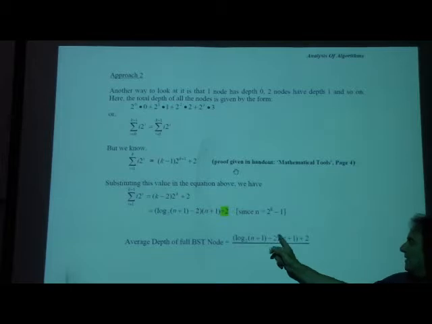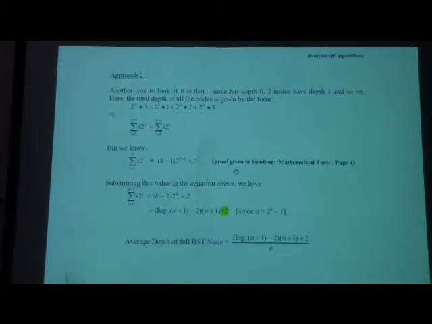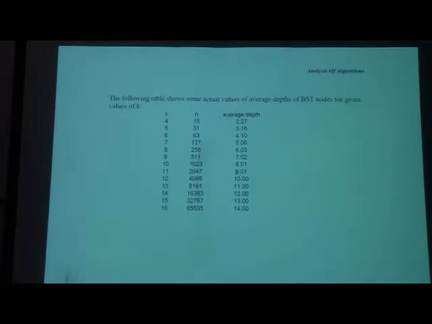So this is really like n log n over n. So it kind of looks like it's going to be close to what? Log n. Close to log n. For large values of n, this is going to tend to go close to log n. And if you look at the values of k, when k is equal to 4, the average depth is 2.27.